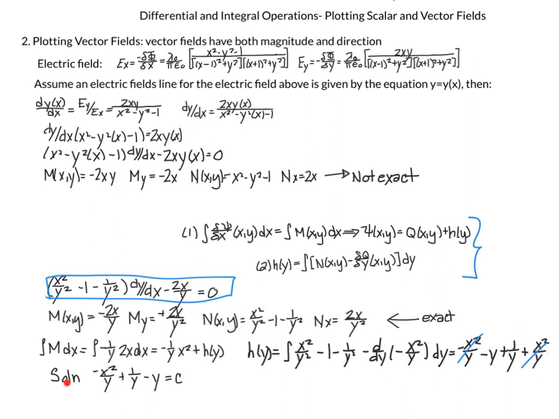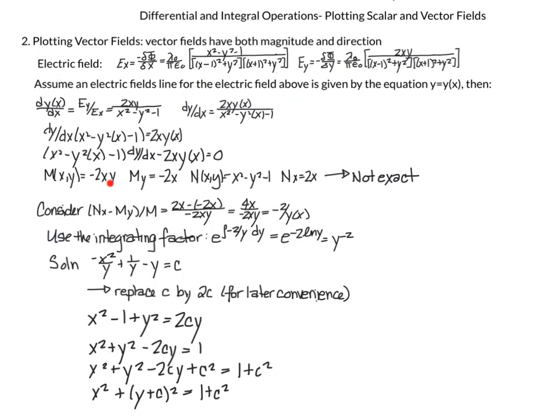So our solution is our minus x squared over y plus h, which is minus y plus 1 over y, plus c. So we'll say that's equal to c. This is the solution to our differential equation over here. I had to summarize everything, but this is where we're at right now.